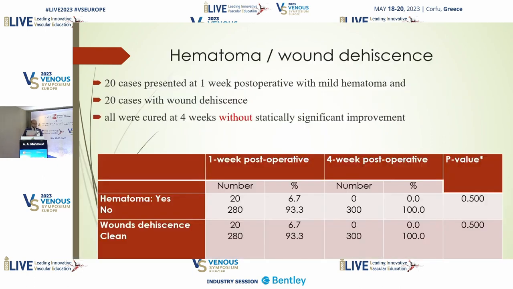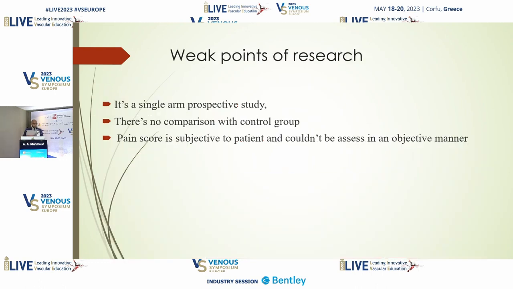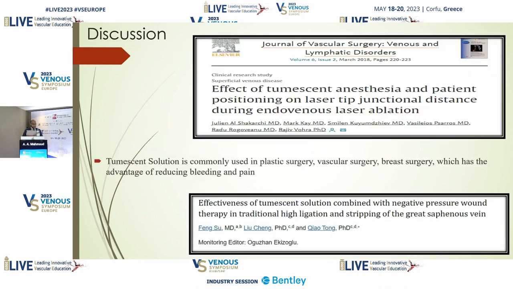Hematoma and wound dehiscence: 20 cases presented at 1 week post-operative with mild hematoma, 20 cases with wound dehiscence. All were cured at 4 weeks without statistically significant improvements. Weak points of the research: it is a single arm prospective study. There is no comparison with another control group. The patient's pain score is subjective and couldn't be assessed in an objective manner.